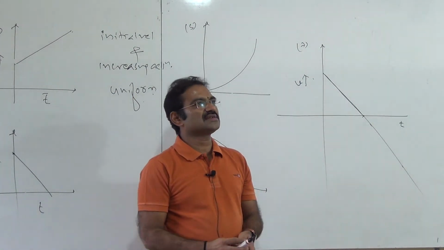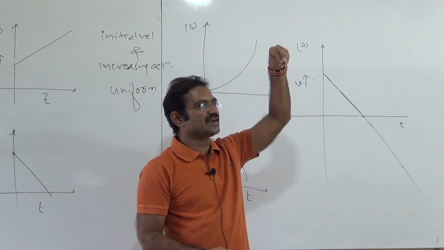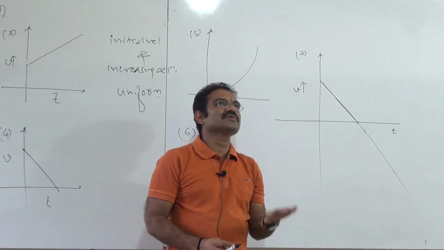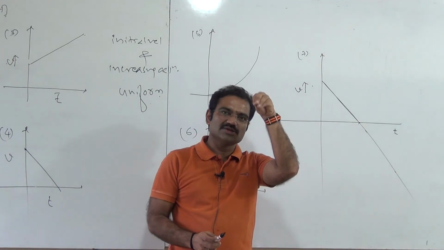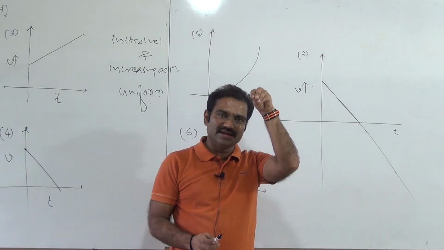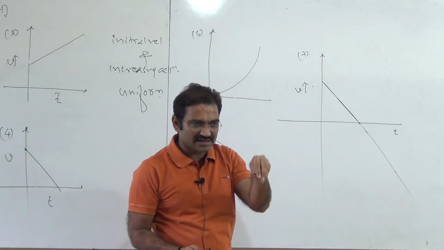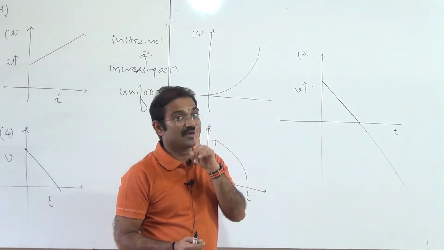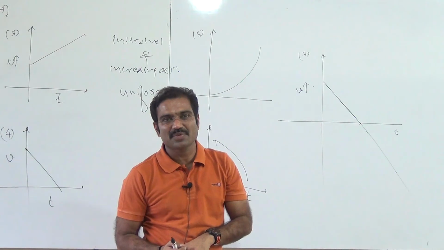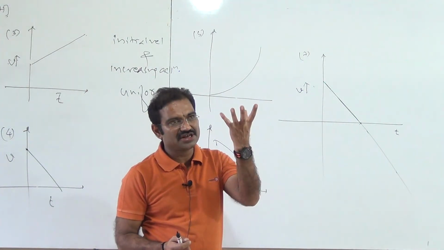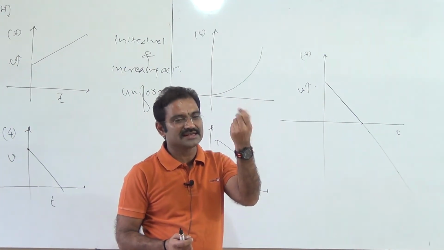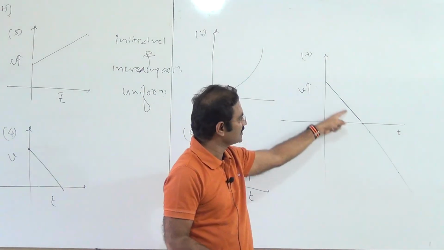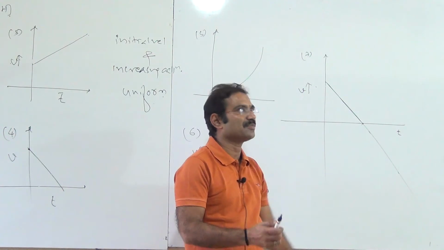We call this one when the object is dropped. If you drop a stone, because of gravity, its velocity continuously increases. Remember, gravity remains the same, 9.8. Initially its velocity is 0, but with respect to time the velocity increases. Therefore, this is the positive part and this is the negative part.